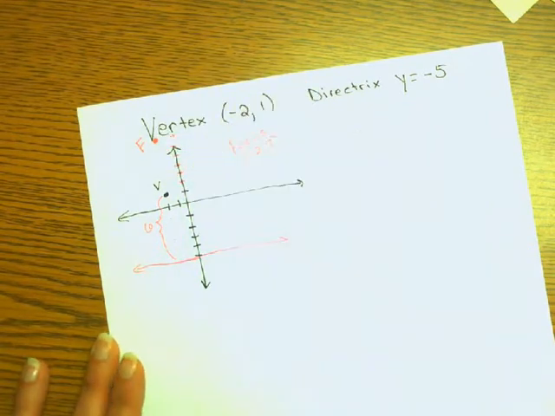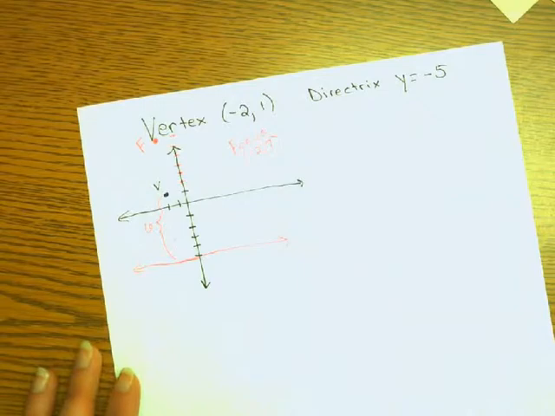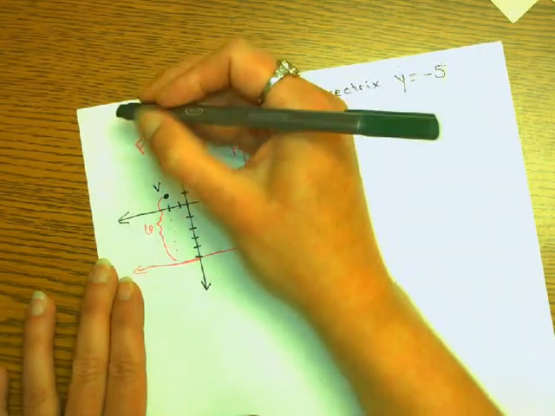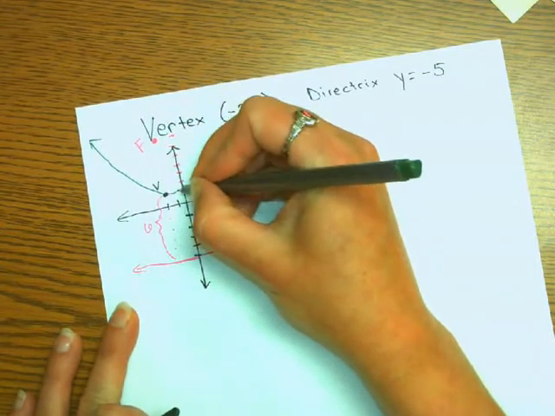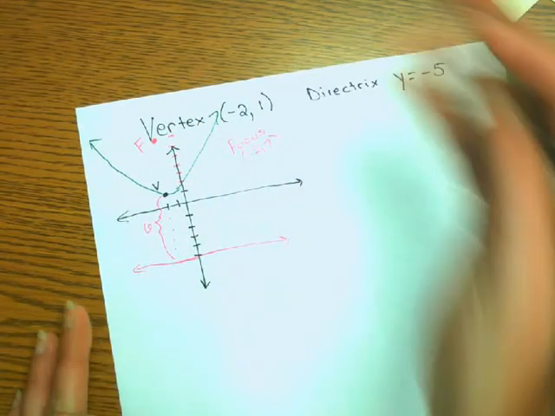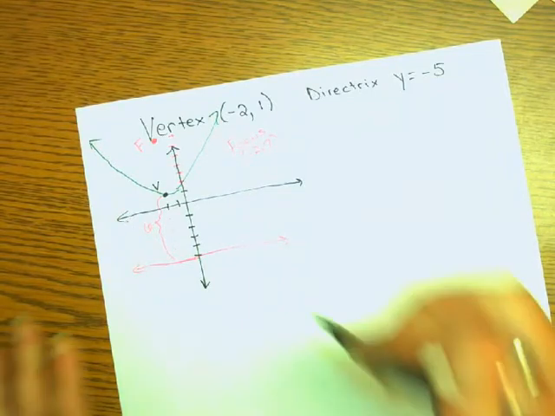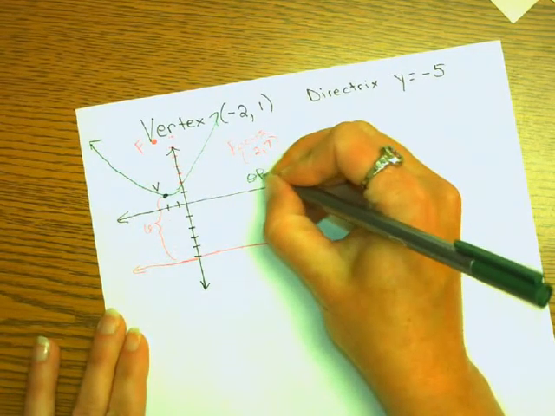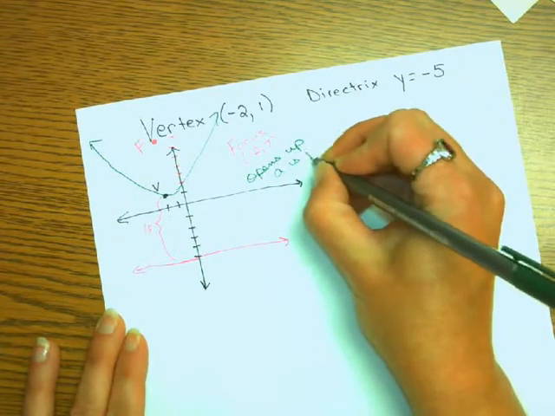Which way is the graph going to open? What's going to hug the focus? It loves it. It's going to hug it. It's going to go something like this. Now, I'm not so concerned about my graph being accurate. The thing is, I'm just trying to figure out if it opens up or down. This one opens up. So A is positive.